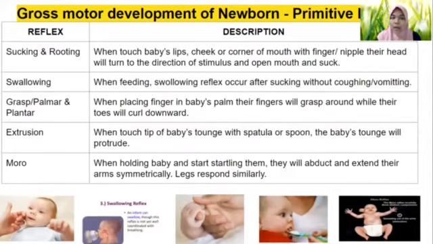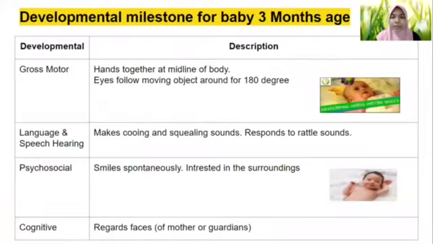Grasp, palmar and plantar. When placing a finger in the baby's palm, their fingers will grasp around while their toes will curl downwards. Extrusion: when touching the tip of a baby's tongue with a spatula, the baby's tongue will protrude. Moro: when holding the baby and starting to startle them, they will abduct and extend their arms symmetrically, legs responsively. This commonly happens to the newborn baby until 1 month.